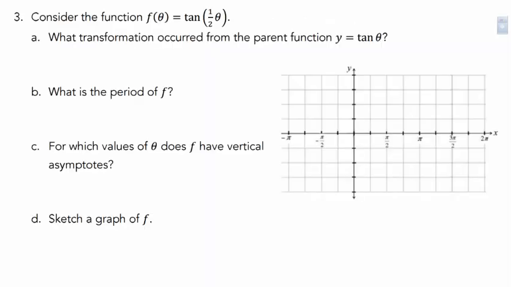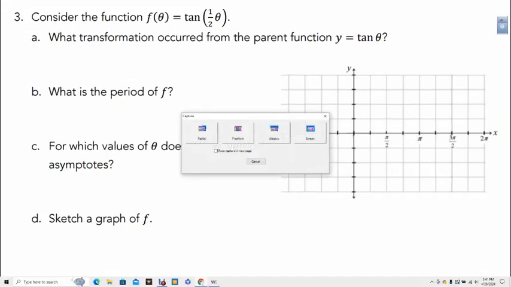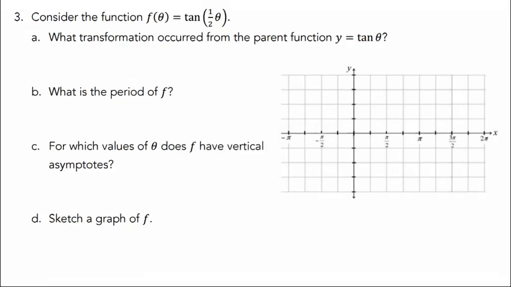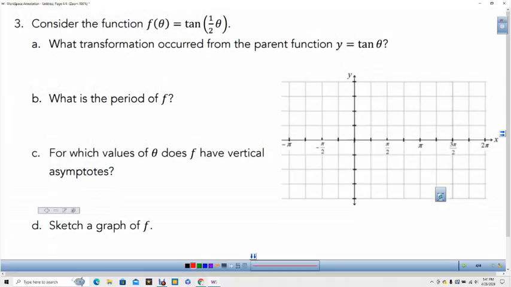All right, so number 3, consider the function f of theta equals tangent 1/2 theta. What transformation occurred from the parent function y equals tangent theta? Well, what's going to happen? Well, we're going to have a horizontal stretch by a factor of 2.